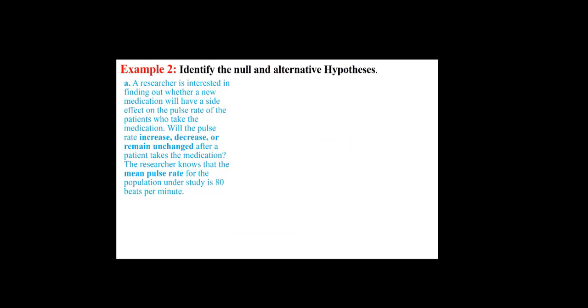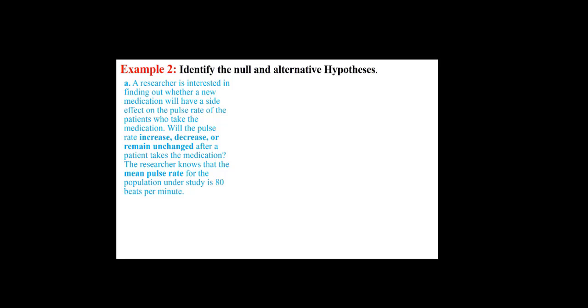Identify the null and alternative hypotheses. A researcher is interested in finding out whether a new medication will have a side effect on the pulse rate of the patients who take the medication. Will the pulse rate increase, decrease, or remain unchanged after a patient takes the medication? The researcher knows that the mean pulse rate for the population under study is 80 beats per minute. So all we want to do is identify the null and alternative hypothesis. Remember, the way we are going to do it here is that the alternative is the one that takes a sign which is not equal, less than, or greater than, accordingly. So let's see what we want to find out.